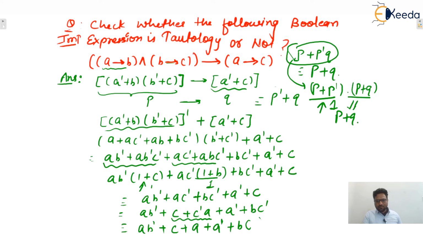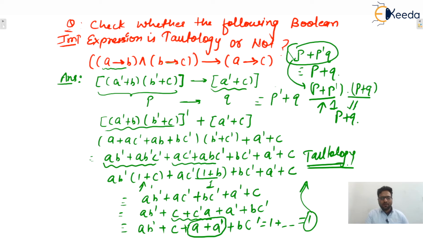Now here you can see A plus A dash becomes 1, and 1 plus anything is 1 only. That's why this one is your tautology. Yes or no? So after simplification, we can see this one is your tautology. I hope this one is clear to everyone. Okay, write down the next problem. We can see the next one.